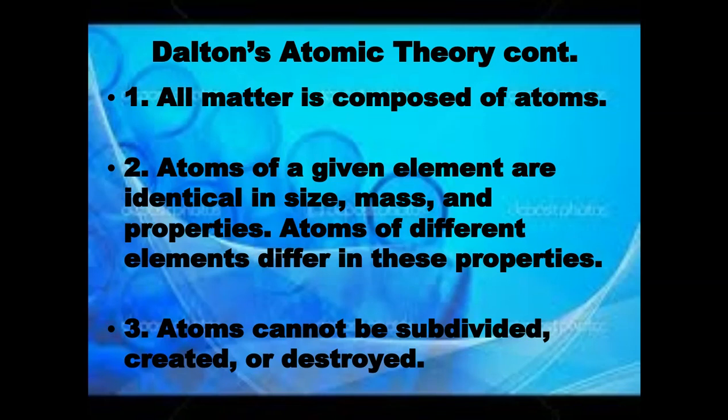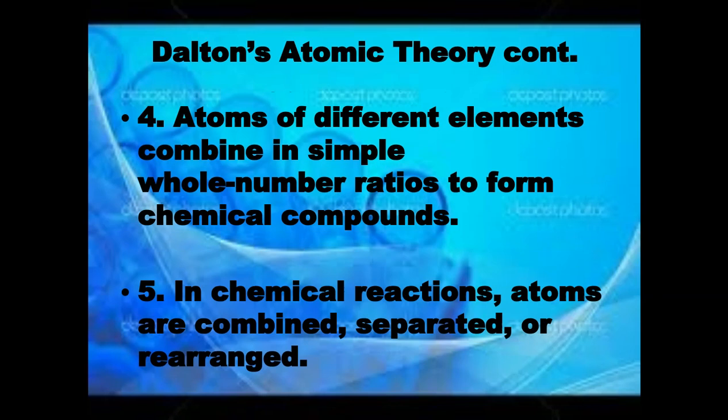So looking at this, if I have a hydrogen atom, he's saying that no matter what, the hydrogen atom is always going to be the exact same size and mass. We now know that you can have a little bit different mass within the same type of atom, but we'll look at that later. But he was very close for the time. Number 3, atoms cannot be subdivided, created, or destroyed. Again, at that time, that was a very good theory. Atoms can be subdivided, we know now, into protons, neutrons, and electrons, and smaller properties.